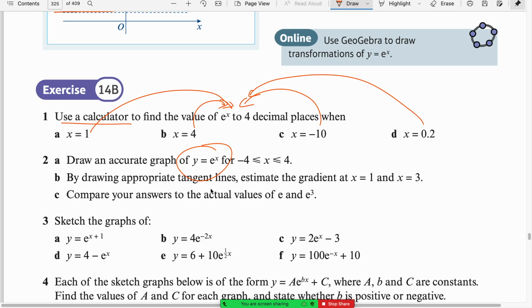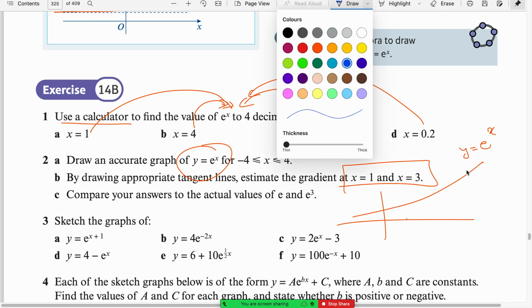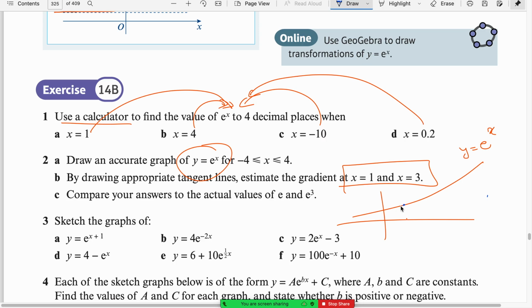By drawing appropriate tangent lines, estimate the gradient at x is equal to 1 and x is equal to 3. This is basic geometry. For example, you have this graph of y is equal to e raised to power x. So at x is equal to 1, you just use your ruler and draw a tangent and then find the gradient. Then at x is equal to 3, you choose that point, draw a tangent and then find the gradient.